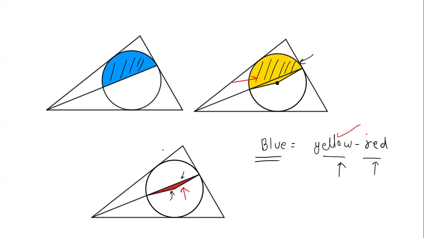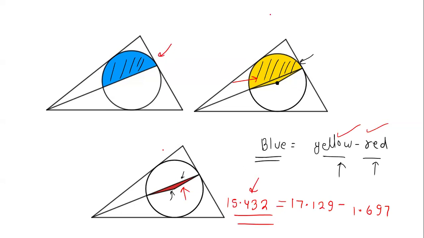So we calculated this and we also calculated this red area. We just subtract this yellow area minus red area. So yellow area is 17.129 and red area is 1.697. So if you just subtract, this will come as 15.432 centimeter square. So this is the final answer of this blue area. So in this way we can solve this.